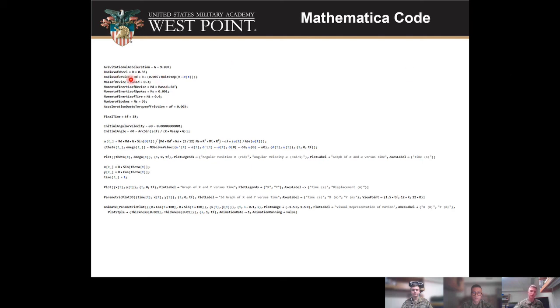You can see we have all of our parameters listed here. We have a final time setup because the numerical solver needs a start and end point for the independent variable. Initial angular velocity, initial angle, then we have our function for angular acceleration. We have our numerical solver here with omega prime of t equals alpha of t and theta prime of t equals omega of t. So then you have all of the functions that actually generated those visuals.